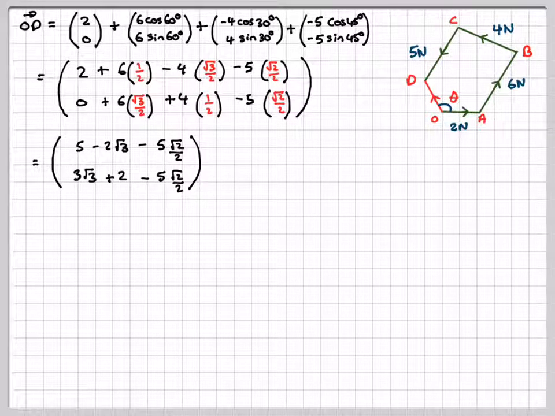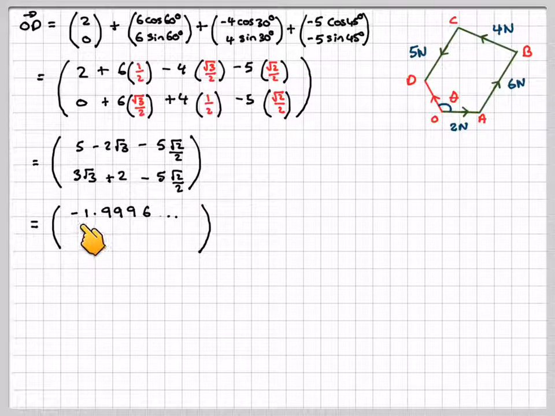And then we'll have to take our calculator out. So working them out to a few more places than we actually need in the question. When we work this out, we get minus 1.9996, and when we work this one out, we get 2.8660. Now we expected this to be in the negative direction, so it's come out negative, and this to be in the positive direction, it's come out positive.